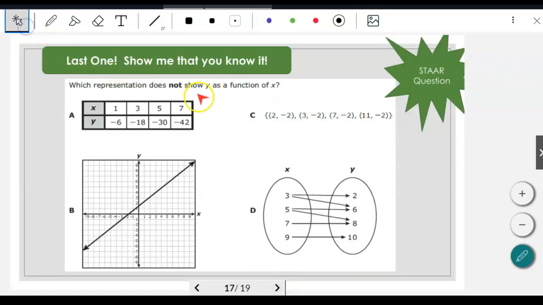Okay, so this one was an actual star question. Which representation does not show y as a function of x? All my x's are different here. Okay, we can do the vertical line test for this one, and you can see that x's do not repeat. This one, you have 2, 3, 7, 11, all different. All right, D, look, you've got 2 lines coming from 3, so that repeats. 2 lines coming from 5, it repeats. So the answer is D.